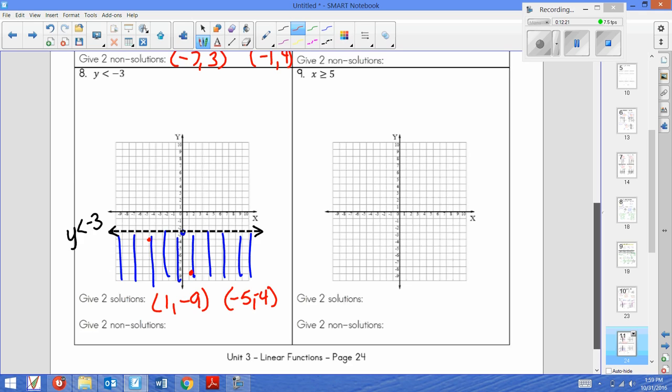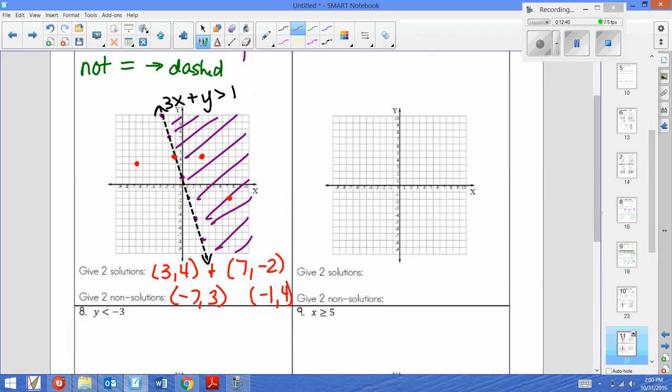How about the point, well, let's do the y-intercept, 0, -3? That wouldn't work because it's on the dashed line, and obviously any point that's not in the shaded area. So let's just pick 10, 10.